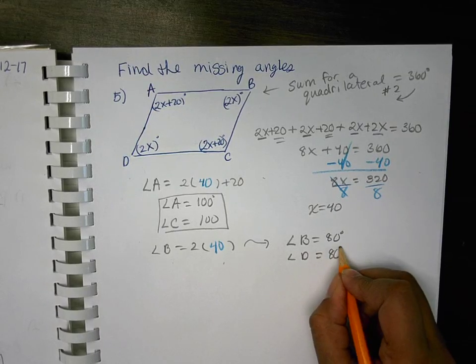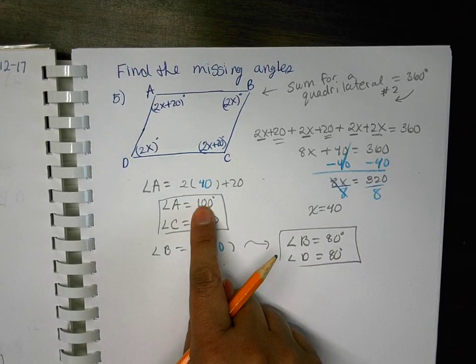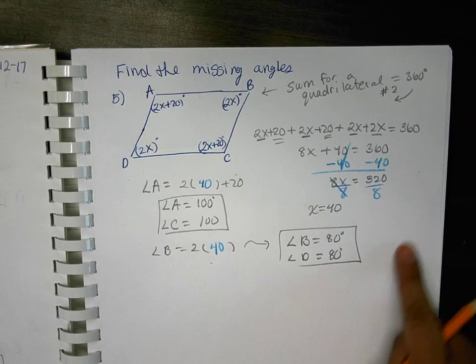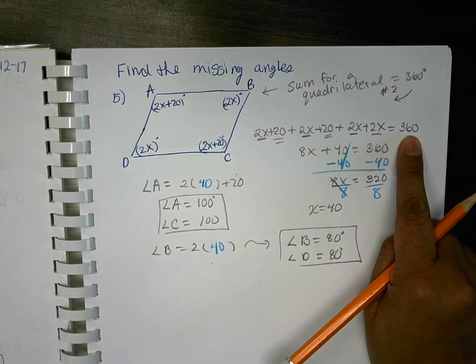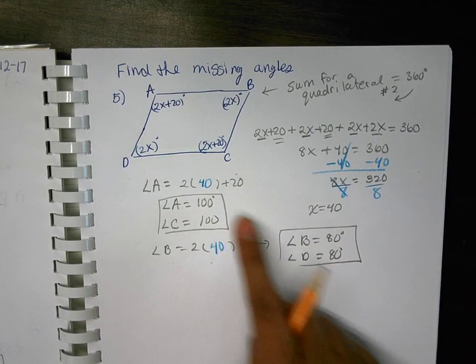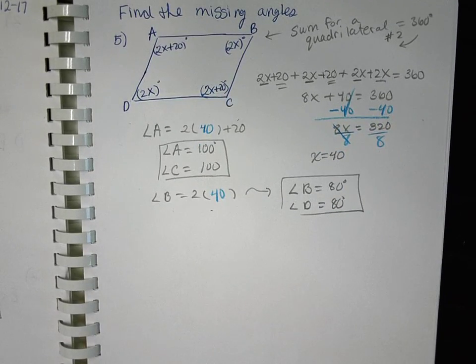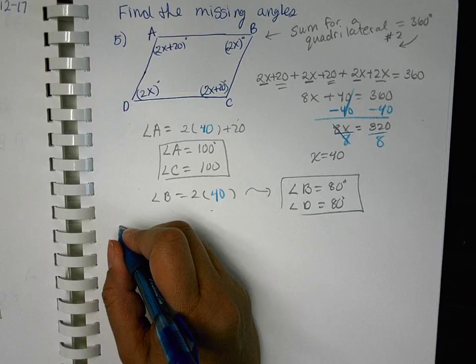What's one way to check? What can you do with 100, 100, 80, and 80? Add them all up. What should it equal? 360. Can anybody do that in their head? Yep. 180 plus 180, is that 360? Yes. All right. Questions before I move on?